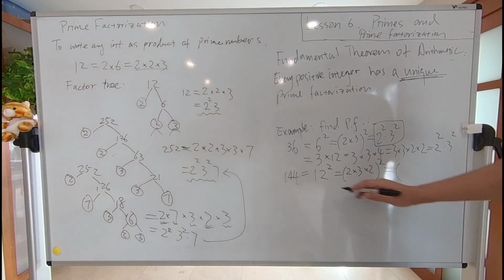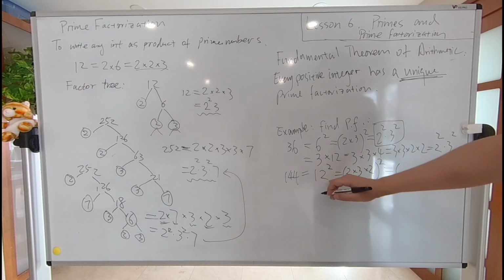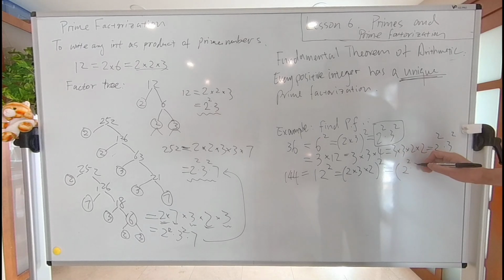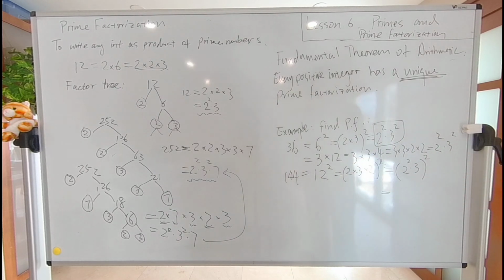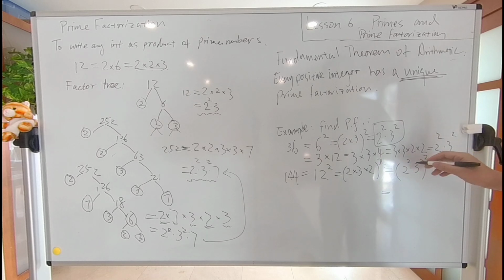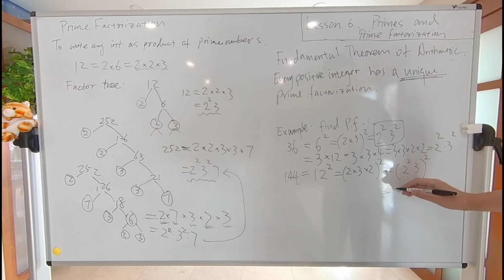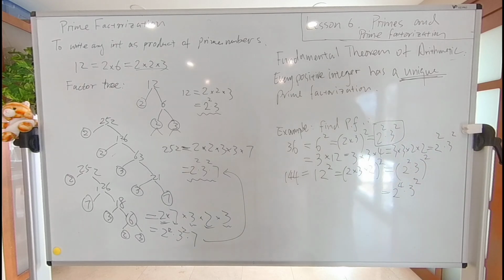Maybe I should write the prime factorization of 12 first, which is 2 squared times 3. And then our original number is a perfect square of 12, so we have a square here. Again, this is what we learned in exponents. This can be simplified by power of a power, so then this is 2 to the 4th and 3 squared. Okay, so this is one simple example. Maybe let's see one last example to conclude this lesson.